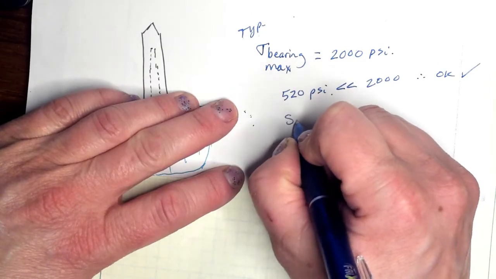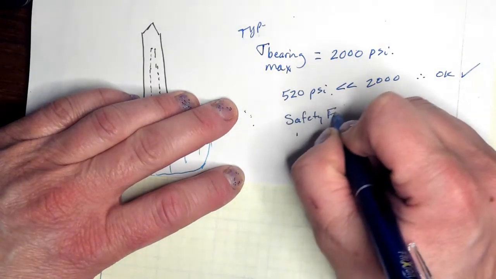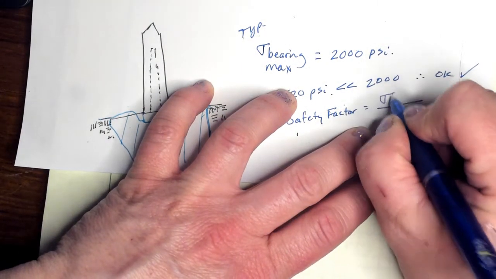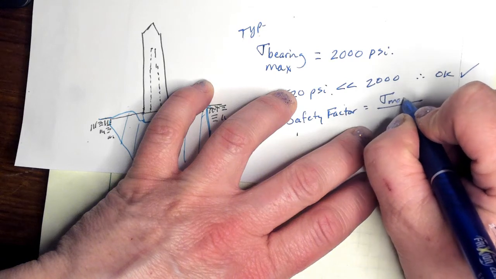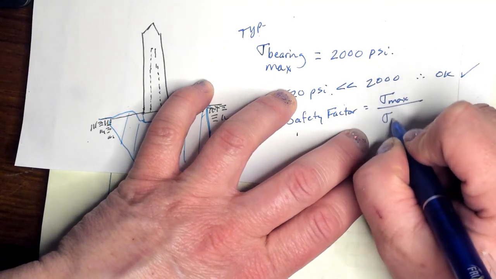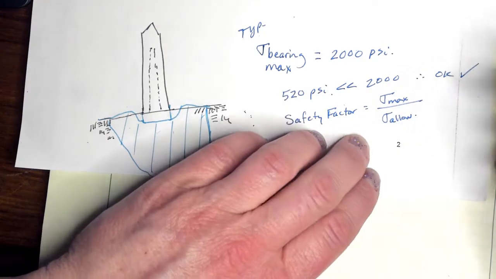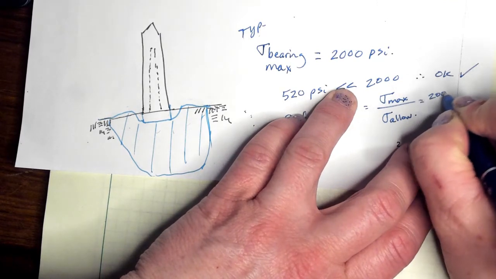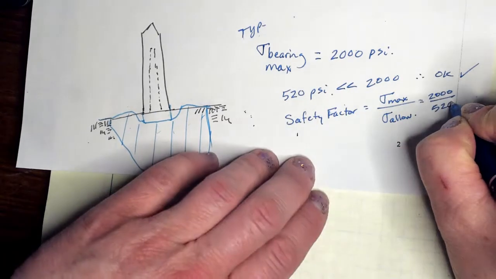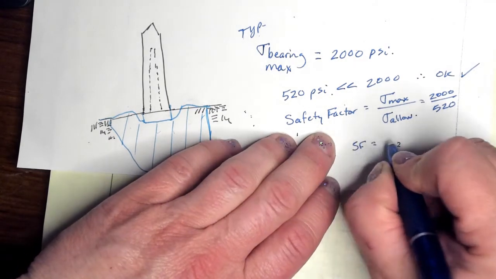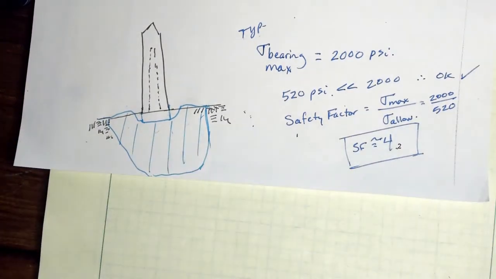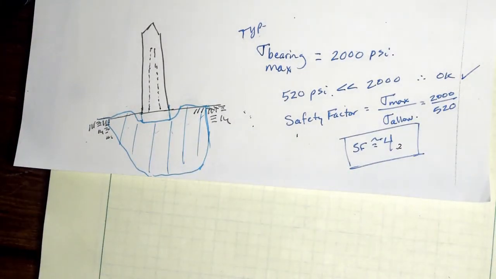In fact, we have what we call a safety factor. Because we're safe by some amount. In this case, we have the maximum bearing stress and what we call allowable bearing stress, or the design stress. Okay, this ends up being 2,000 over 520 for a safety factor of about 4. You could put 4 times as much stress on that soil before you actually fail it.